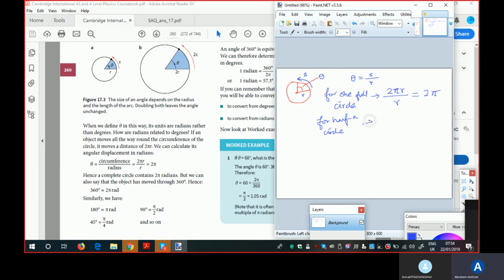For half a circle, the angle will be, half a circle means half of the circumference. So that is 2 pi r divided by 2, which is pi r. So half the circumference divided by the radius of the circle will be pi. Here we are getting the angle in both cases, in radians.